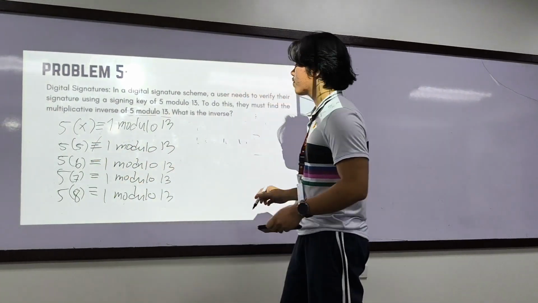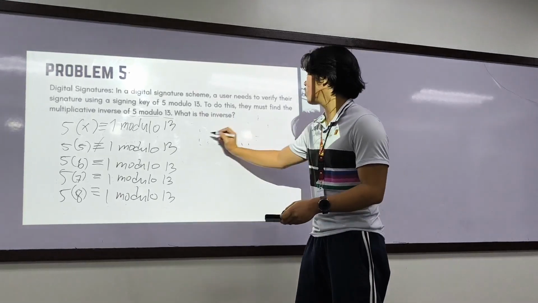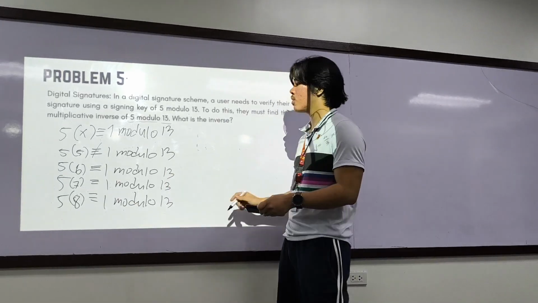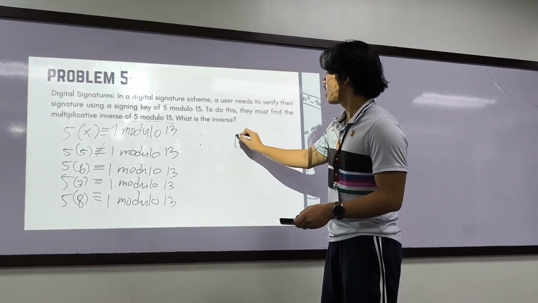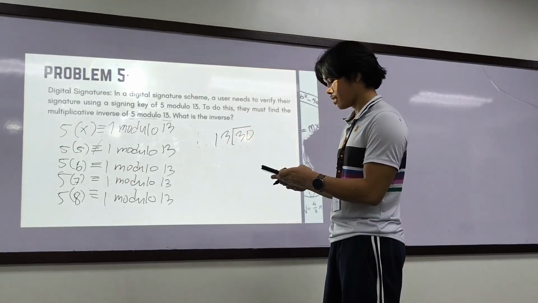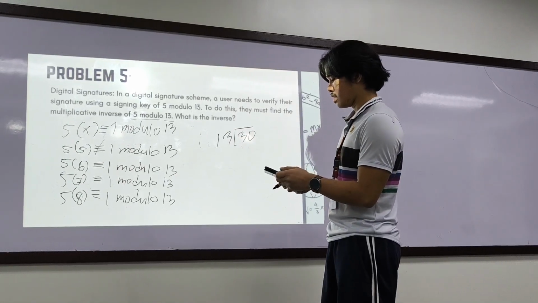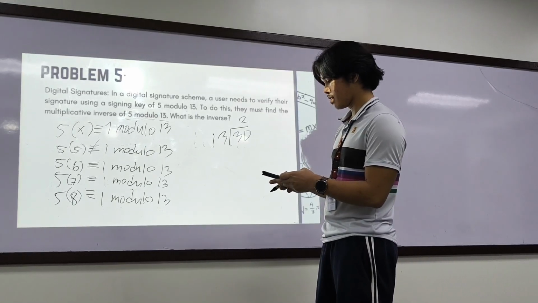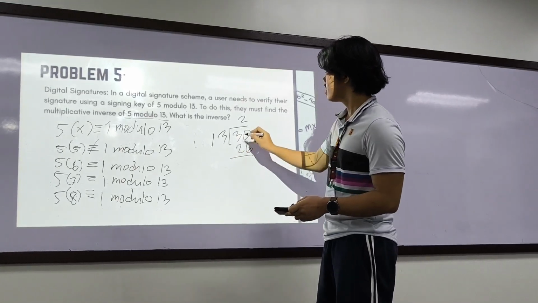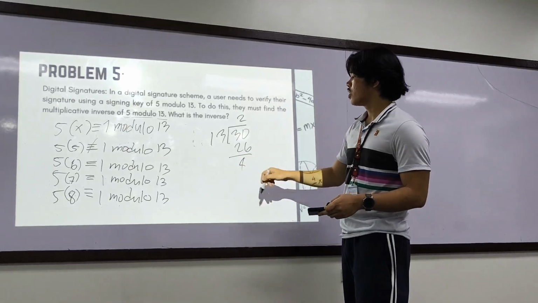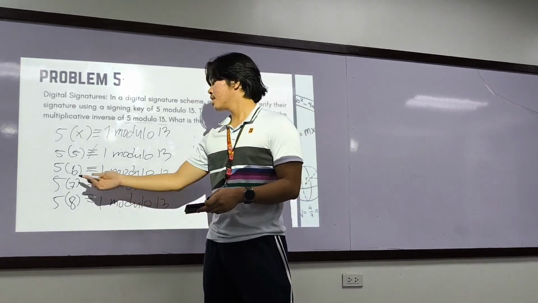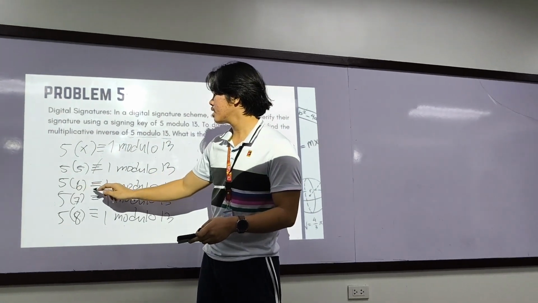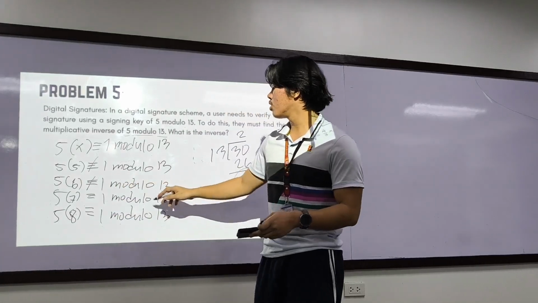So the next number we have is 6. So 5 times 6 is equal to 30. And 30 divided by 13 is equal to 2. So 2 times 13 is 26. So 30 minus 26, we have the remainder 4. So still, the number 6 is not the multiplicative inverse of 5 modulo 13. So 5 times 6 is not congruent to 1 modulo 13.